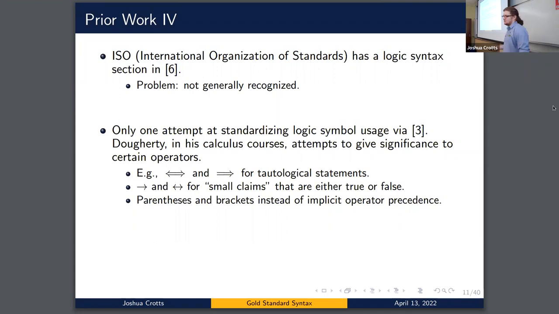So what he did was he used these bold left and right arrows for statements that are always true. And he uses these thinner left and right arrows for claims that can be either true or false. So it helps distinguish what is a theorem and what can be proven, so to speak. And he also prefers parentheses and brackets instead of the default operator precedence, which is a sentiment we also share. But other than that, there's no attempt to standardize logic syntax.